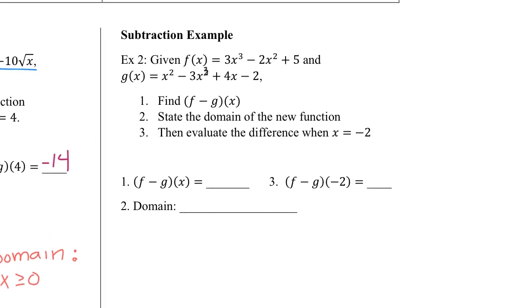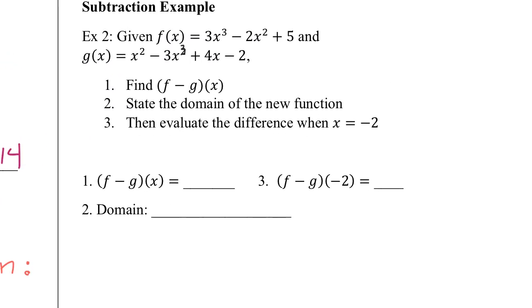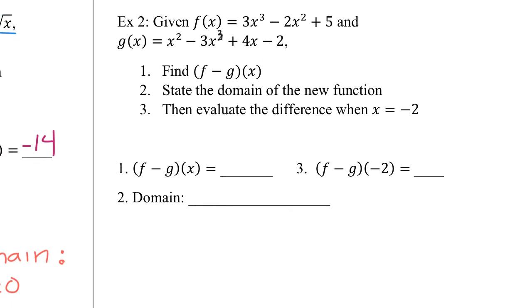Let's try a subtraction. Example 2. Given f(x) equals 3x^3 minus 2x^2 plus 5, and g(x) equals x^2 minus 3x^3 plus 4x minus 2. Number 1, now it wants us to find (f - g)(x). So that means it wants us to find f(x) minus g(x).